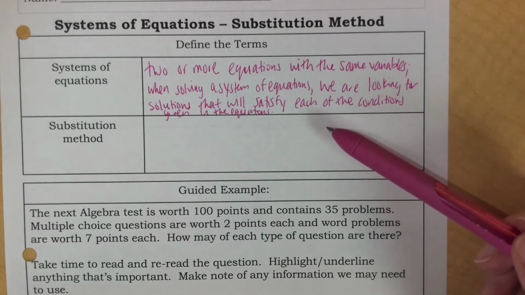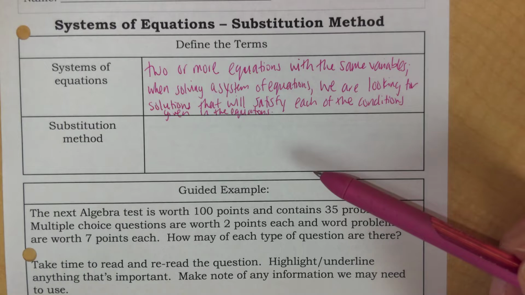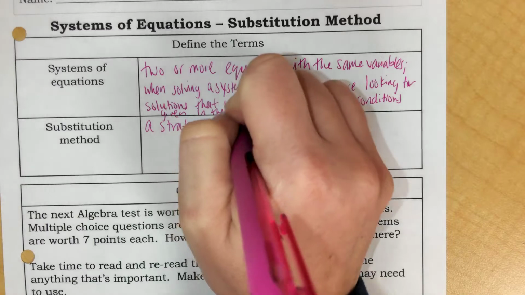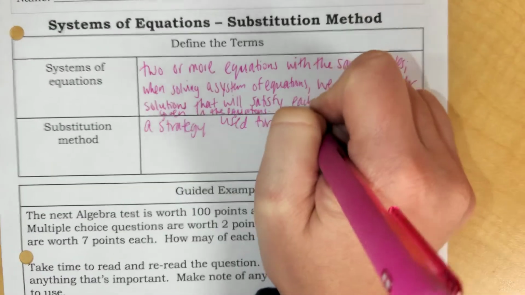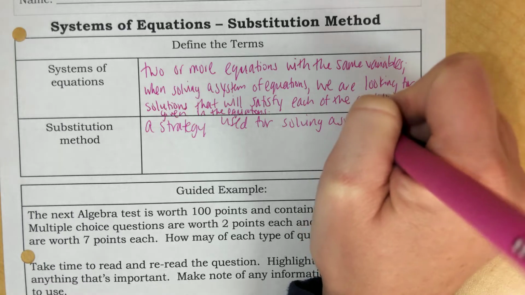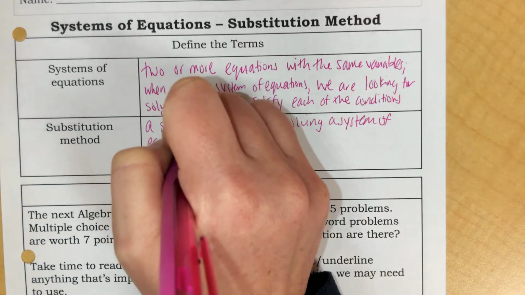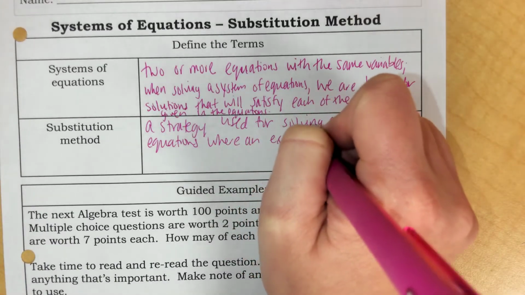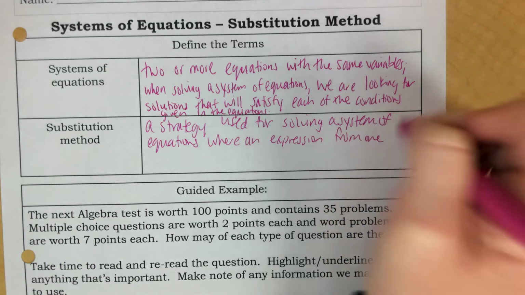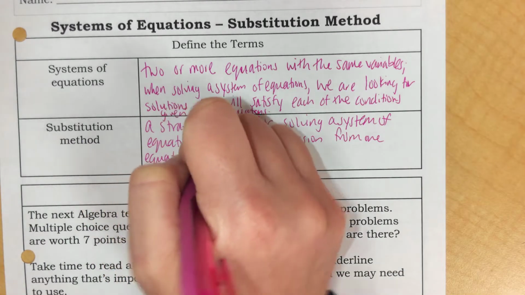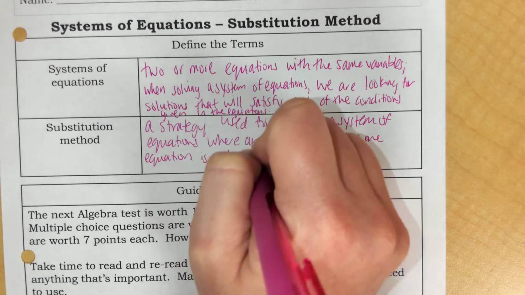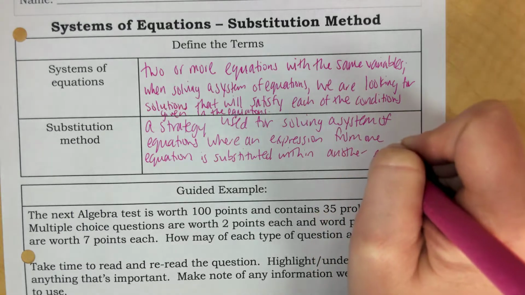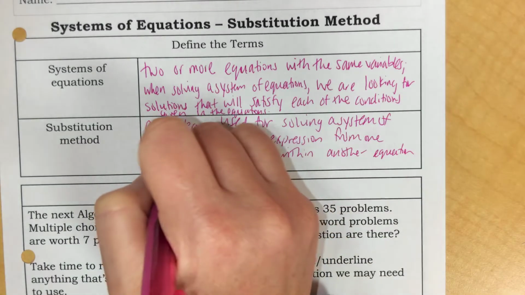There are several different methods that we're going to discuss on how to solve these, and the first one we're going to start with is called the substitution method. So this is a strategy used for solving a system of equations where an expression from one equation is substituted within another equation to find the solutions.